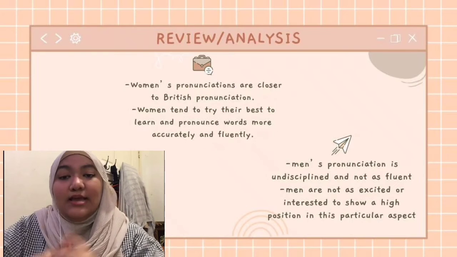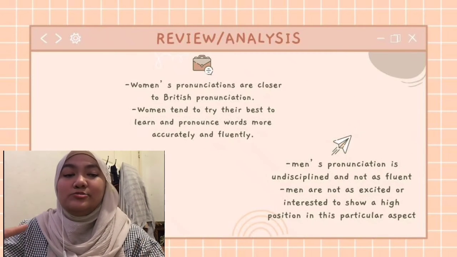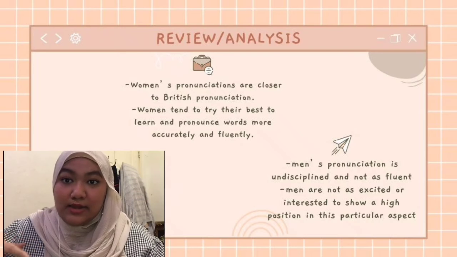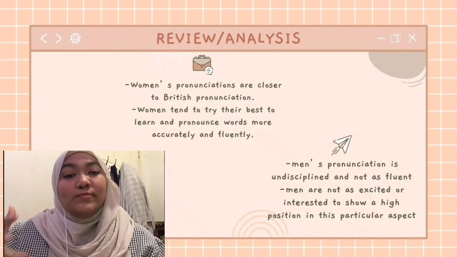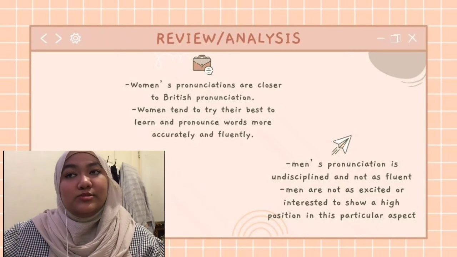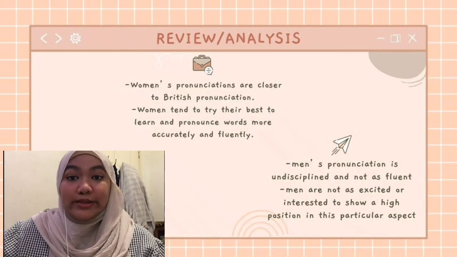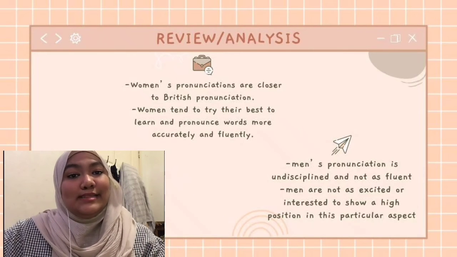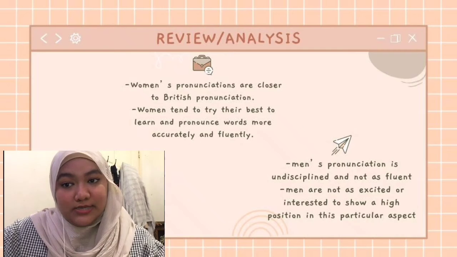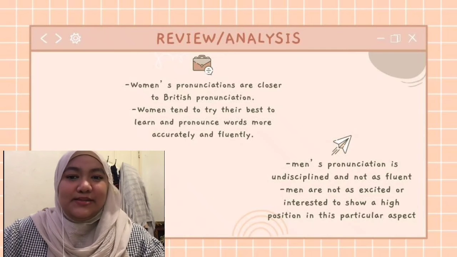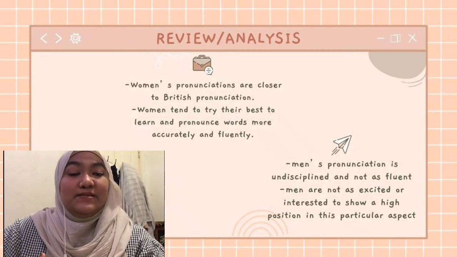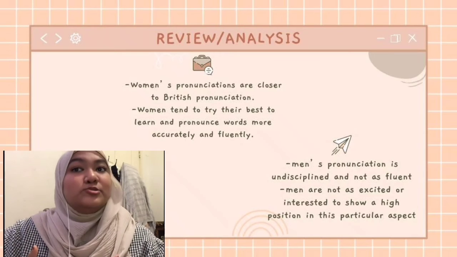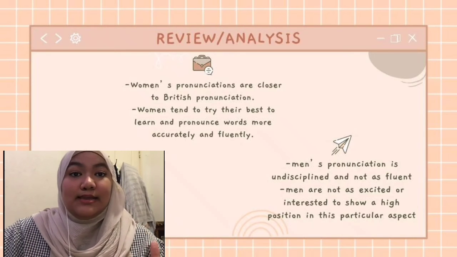Researchers have found that women's pronunciation is closer to the British pronunciation, as they pronounce the letters T and R more easily. Women also tend to try their best to learn and pronounce words more accurately and fluently. While women are more fluent in their pronunciation, men's pronunciation is undisciplined and not as fluent as the females. This is because men are not as excited or interested to show a high position in this particular aspect.